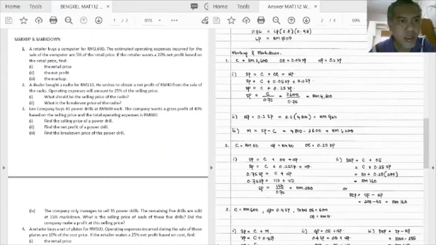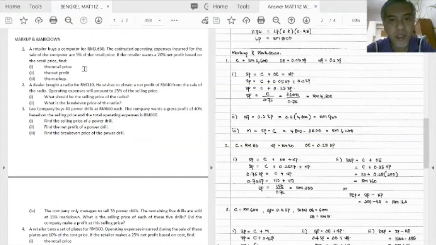The first question states that a retailer buys a computer for 3,600 ringgit. The estimated operating expenses incurred for the sale of the computer are 5% of the retail price. If the retailer wants a 20% net profit based on the retail price, find first the retail price, second the net profit, and third the markup. These are the three things that we are asked to calculate.